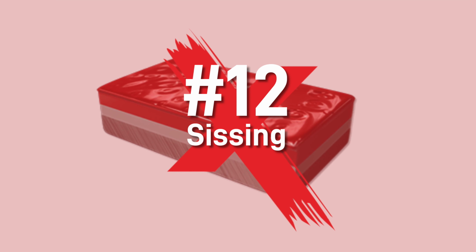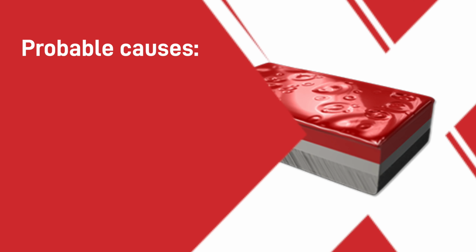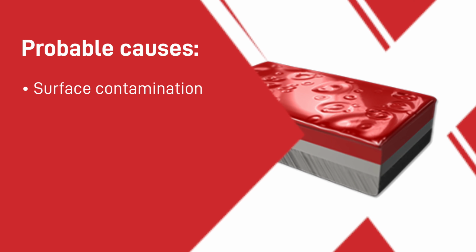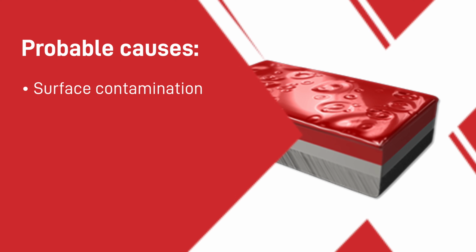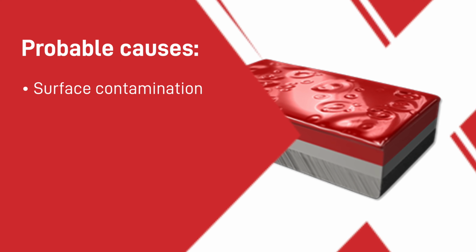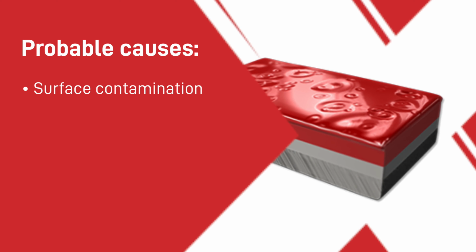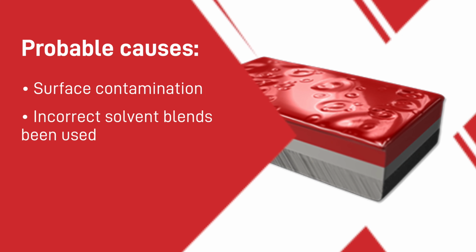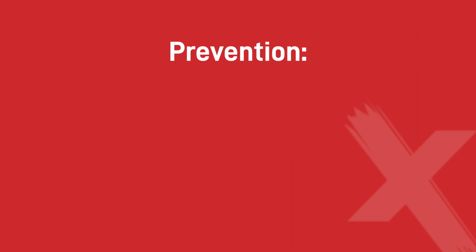Sissing is next on our list of coating failures. This can be caused by surface contamination by moisture or a foreign material such as oil, grease or silicone. Sissing is also common when incorrect solvent blends have been used in the original mix. To prevent this, ensure the surface is clean and free from grease, oil and other contaminants prior to application of a coating.